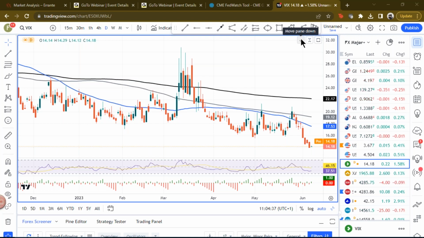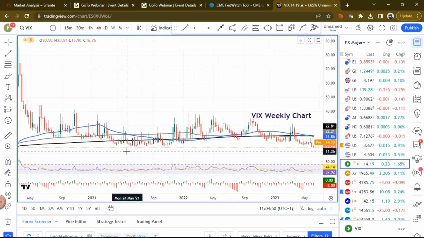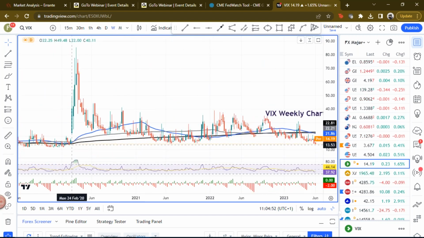It closed below 14 yesterday, its lowest close since before the pandemic in February 2020. If we go back, you can see we have to go back to here, before the pandemic in February 2020, to find a lower close than yesterday. It's a real-time index which represents market expectations for volatility over the next 30 days in the S&P 500. It's derived from prices of S&P 500 index options with near-term expiration dates.